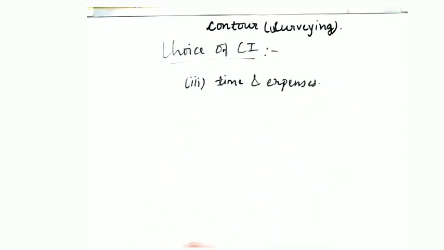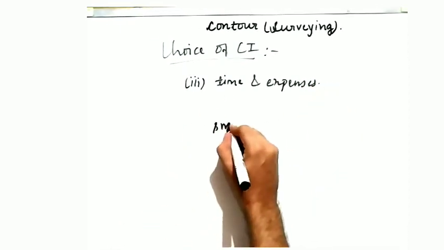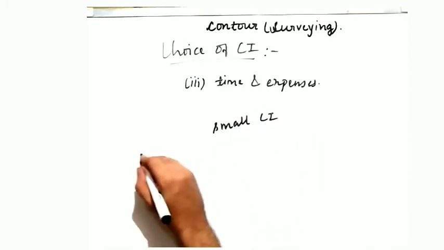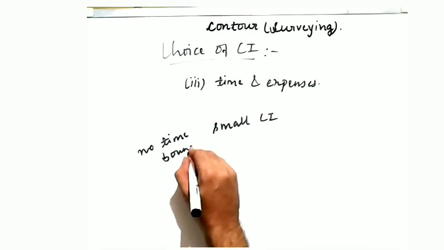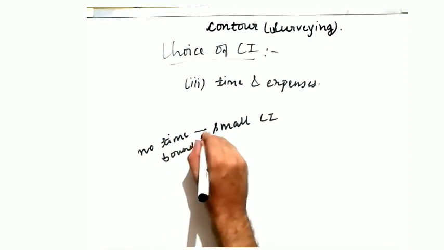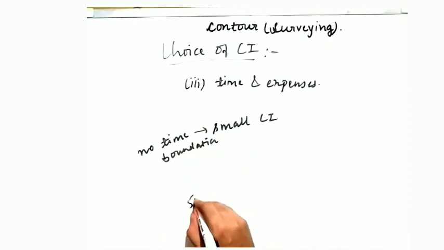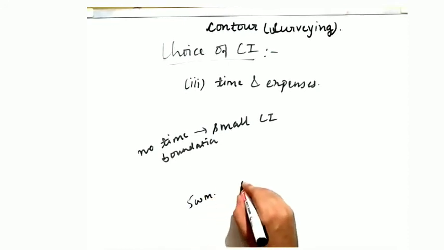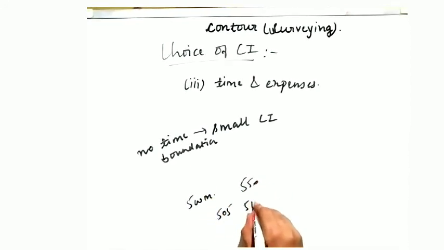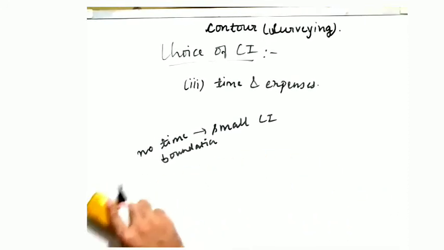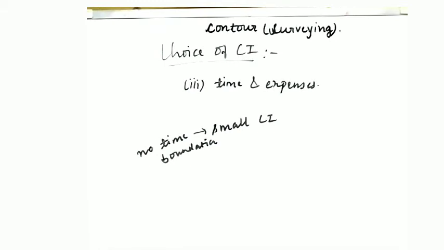If you have very large time, you have no time boundation, then you go for smaller contour interval. Since you have time, you can go for small contour interval. First of all, you will go for 500 meters. Then instead of directly going for 550, you can also go for 505, 510, since you have time. But if you do not have much time and you need to do the work very fast, then you will have to choose larger contour intervals.